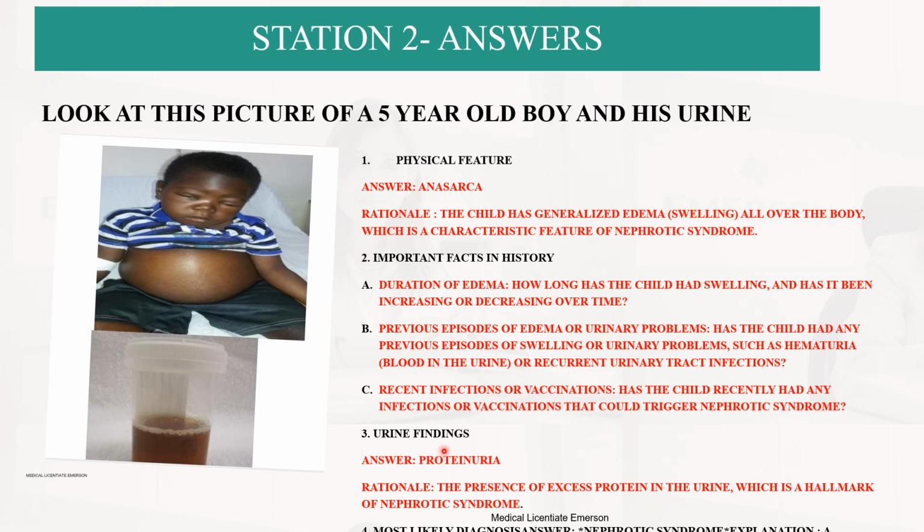Then question 3, urine findings. So the answers are for urine findings. Remember on the last page we said there's protein in urine, but of course the proper term is proteinuria. The reason why there's proteinuria is because the presence of excess protein in the urine is actually the hallmark of nephrotic syndrome. That's the rationale.